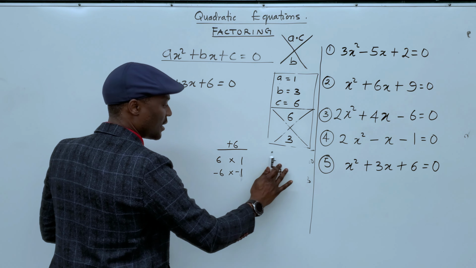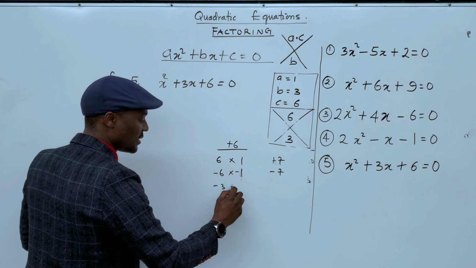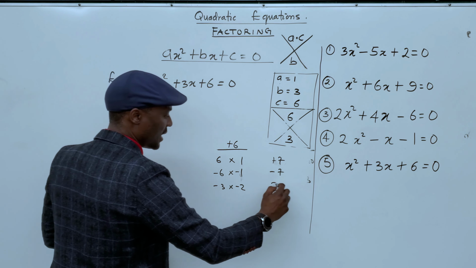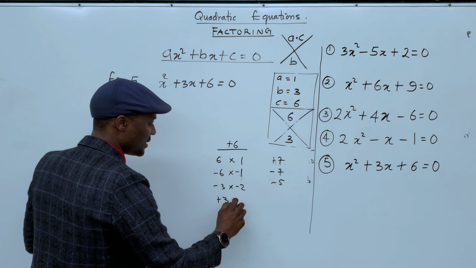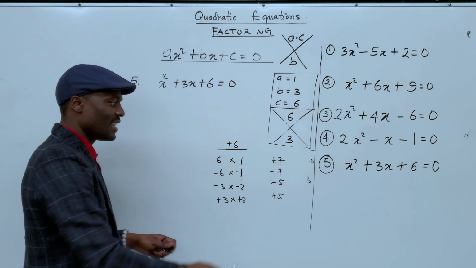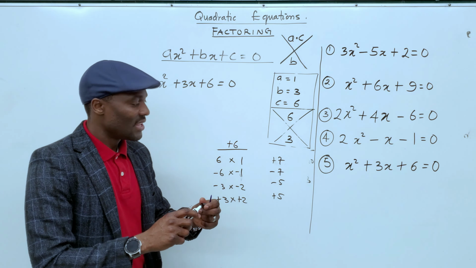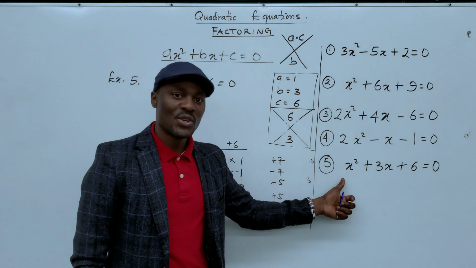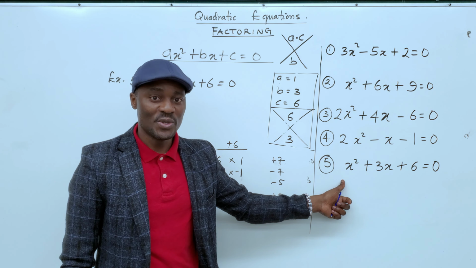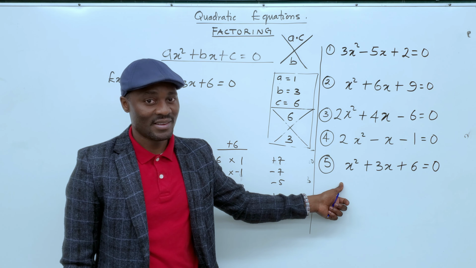What about -3 times -2? You end up with -5. What about +3 times +2? You end up with +5. None of these is ever going to lead you to 3, which means this is one of those questions you cannot solve using factorization. You have to use another method.